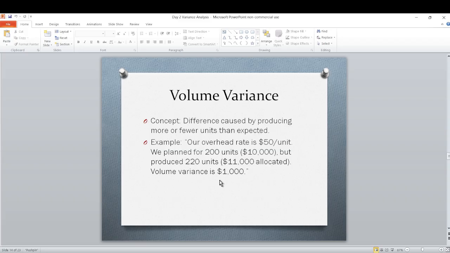Volume variance shows us the impact of producing more or fewer units than planned. Let's say we allocated $50 per unit for overhead. Planned production equals 200 units, which would be $10,000, but we made 220 units. Allocated overhead equals $11,000. Volume variance equals $1,000 favorable.